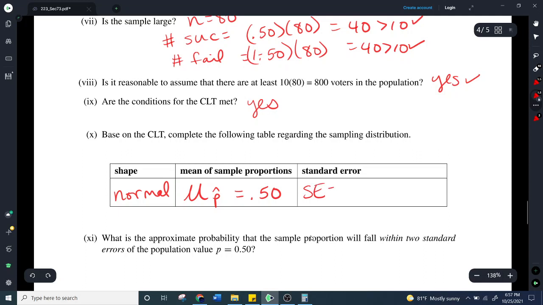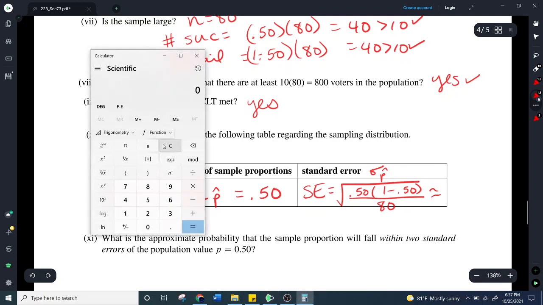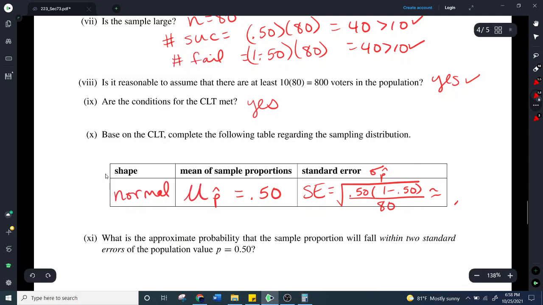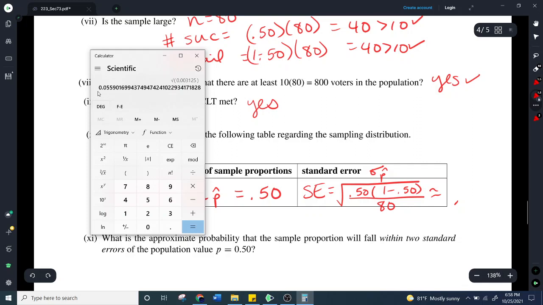Our standard error then is going to be, remember this is your sigma for your sampling distribution, the square root of 50% times 1 minus 50% divided by n, which was the 80. So let's get our calculator out and figure out what that number is. I'm going to do 1 minus 50%, of course, is 50%, times 50% again, divided by 80. And then remember to take the square root of that, and I'm getting 0.0559.